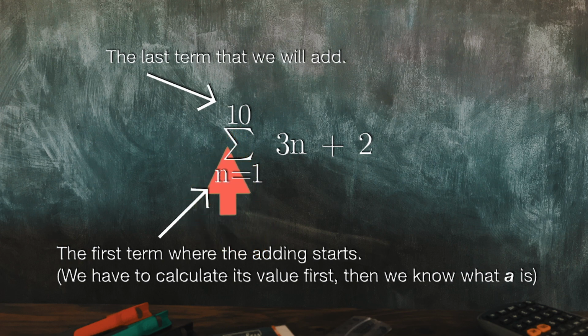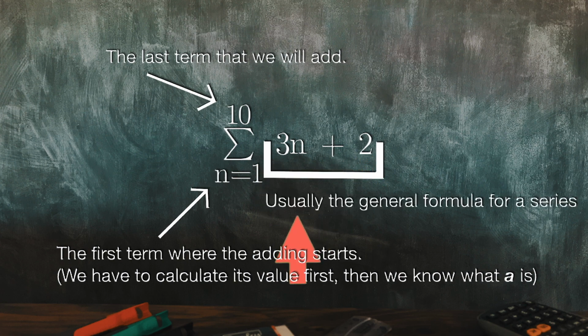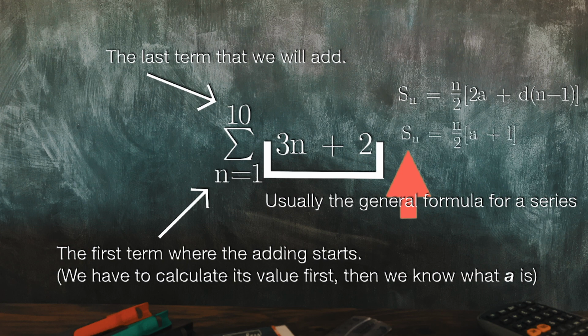Okay, got it? And now this part in front of the sigma, or on the right side, that is usually the general formula for a series. Now if we look at this one, it is basically 3n + 2. Now this is the general formula for an arithmetic series. So we want the sum from term 1 to term 10 for this arithmetic series. Therefore, we will use this sum of formula or this sum of formula. You can remember that, right?